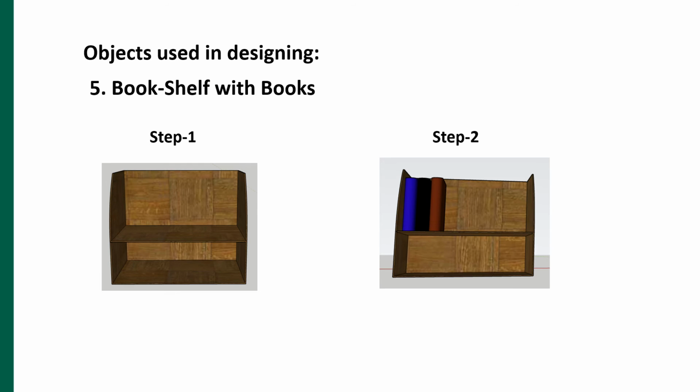The next object that we used is a bookshelf with books. In the first step, this is the basic design of a bookshelf that has a rectangle and extended edges, how it looks like as an exact bookshelf with the painting added, with the exact material as it would look. And in step two, we have added books which we have designed in step one.